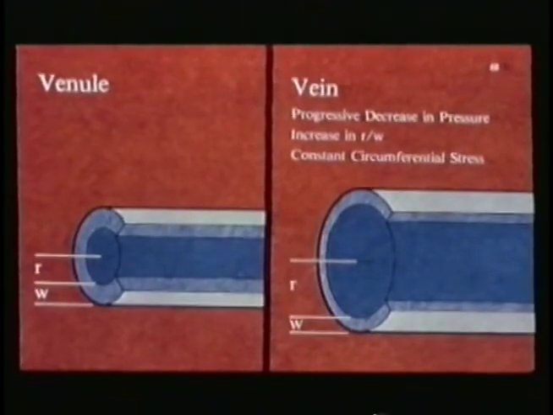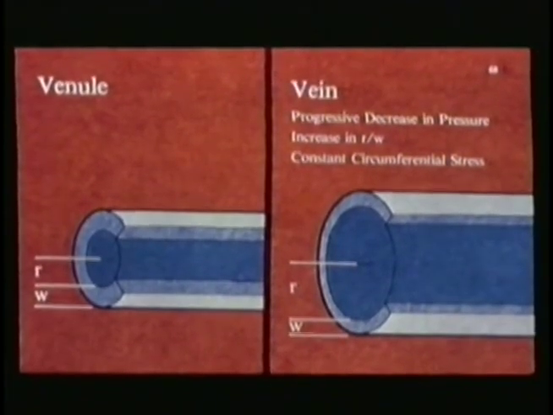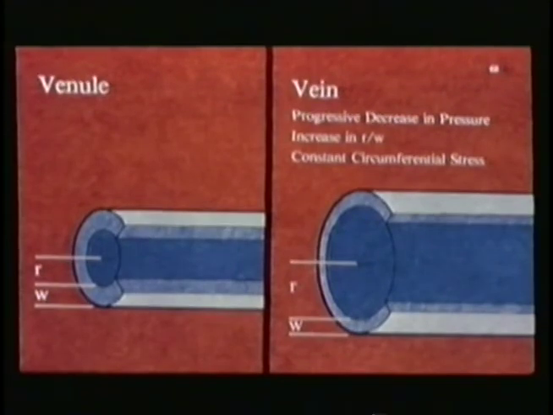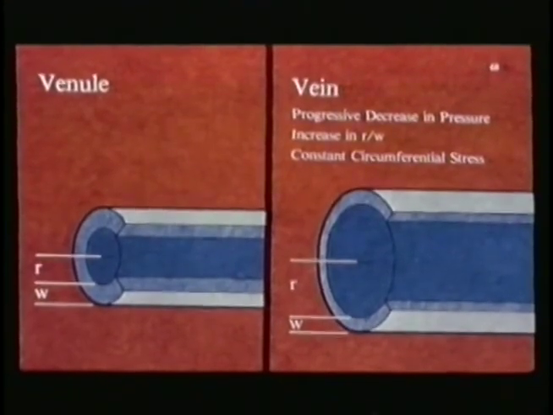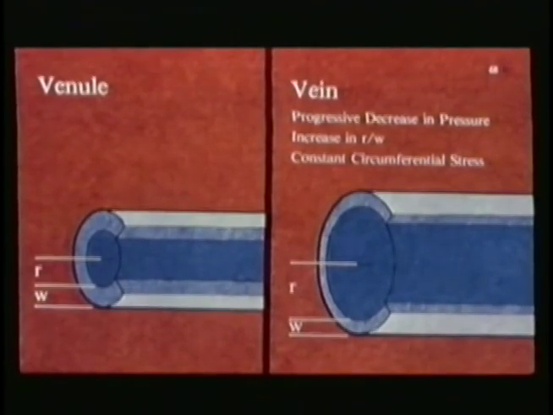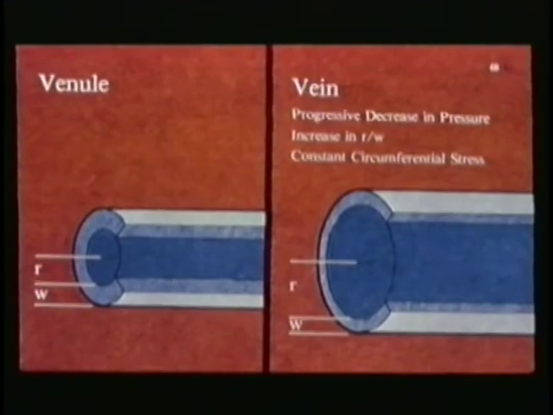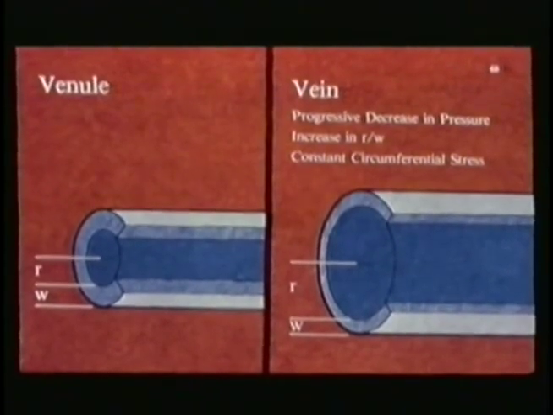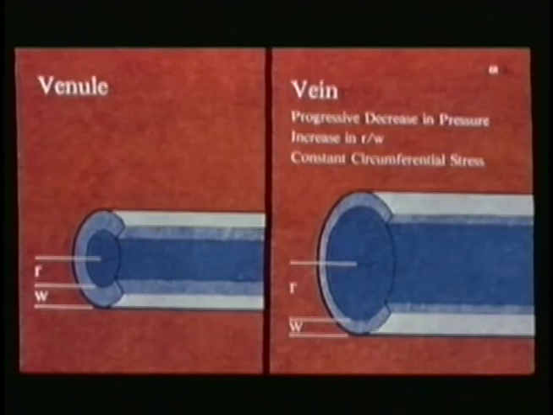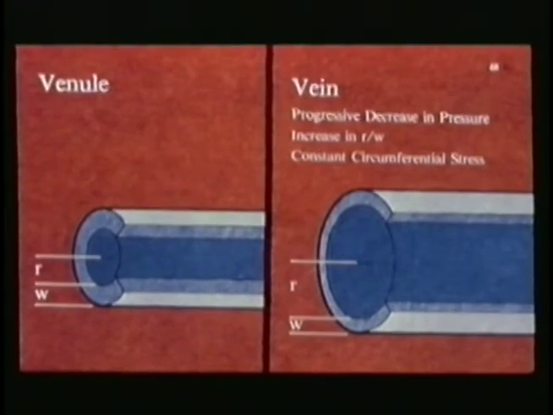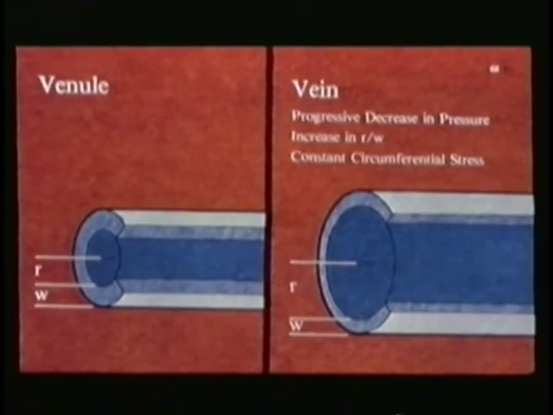68. On the venous side of the circulation, the progressive decrease in pressure is accompanied by an increase in the radius to thickness ratio, resulting in a relatively constant circumferential stress throughout the venous system. The circumferential stress is generally lower than that on the arterial side.